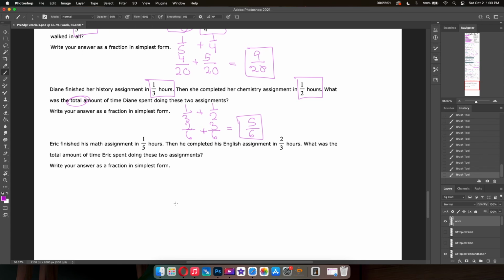Finished his assignment in 1/5 of an hour, so 12 minutes. Then he completed assignment in 2/3 of an hour. What is the total? Total again means addition. So we have 1/5 plus 2/3. What's our common denominator? It's going to be 15. I know that. So 3 times 1 is going to get me 3. 5 times 2 is going to get me 10. So that's going to be 13 out of 15 is our answer.